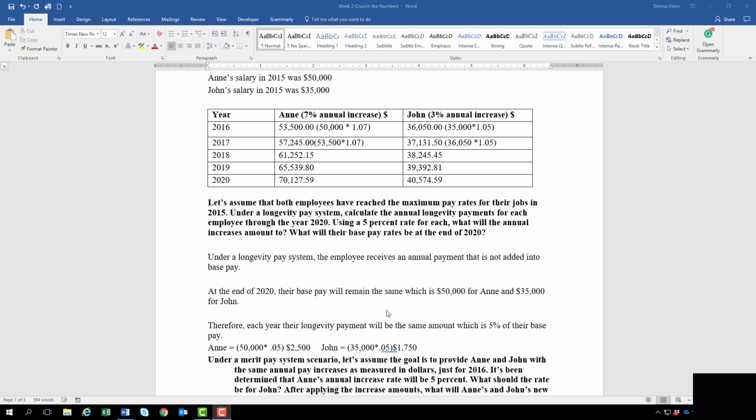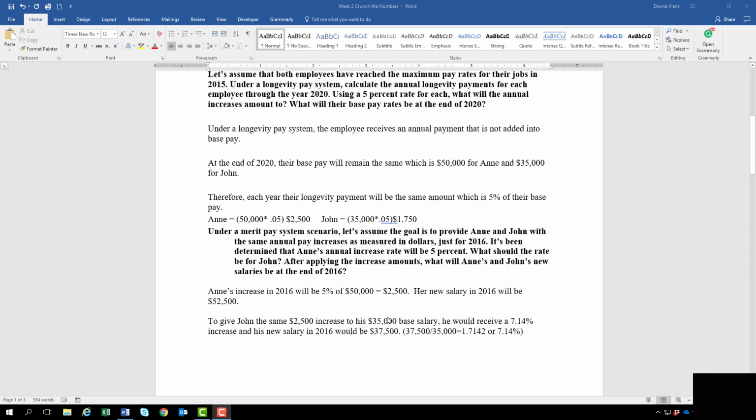And this is what happens with a lot of companies: they make the decision that, okay, we're going to give you a little bit of pay as longevity pay, but that's not going to be part of your base pay. So at the end of 2020, their base pay will remain the same, which is $50,000 and $35,000. But for each year, they would get a longevity pay. So let's say our longevity pay for the year is going to be 5%. So we would take the $50,000 and multiply it by 0.05.